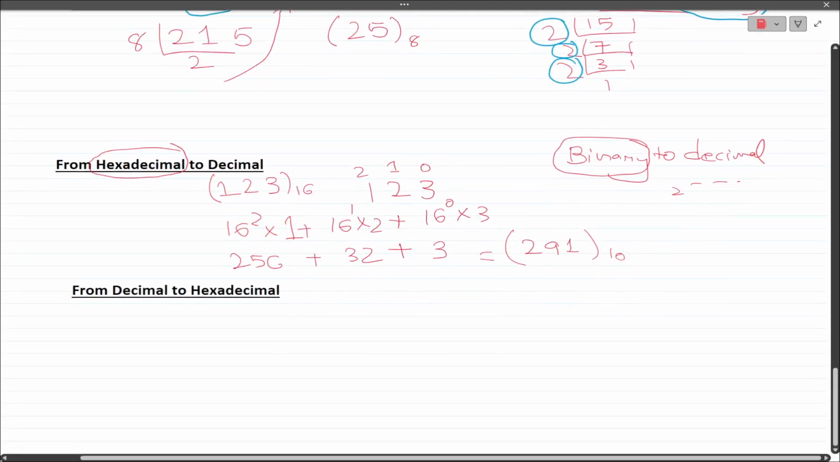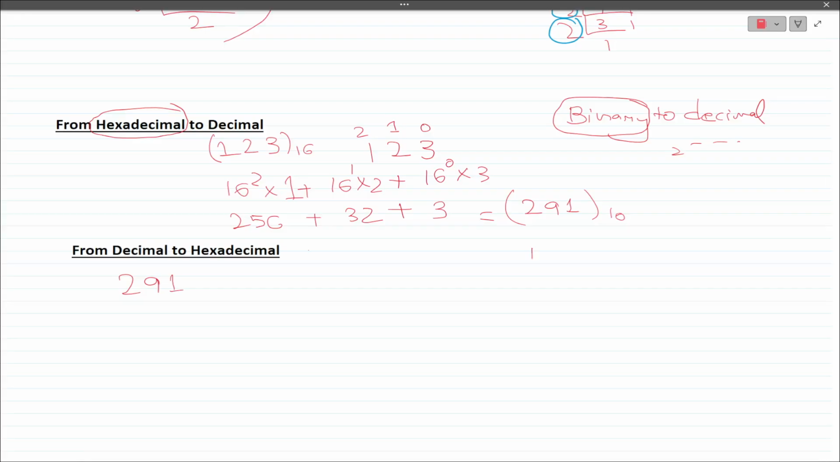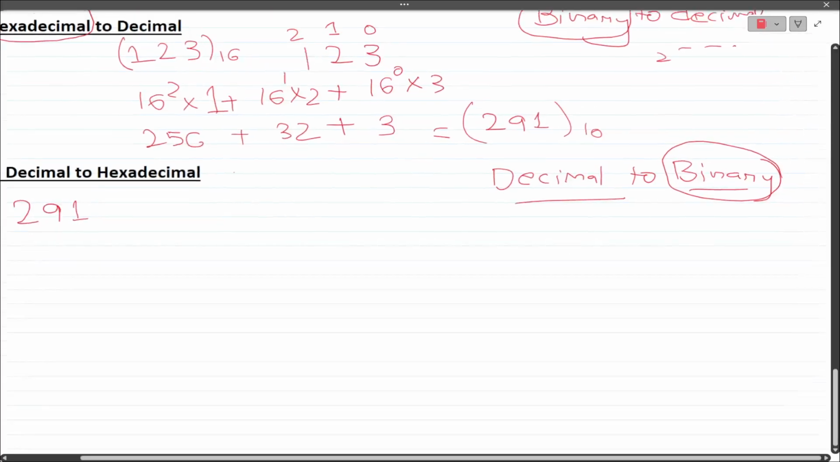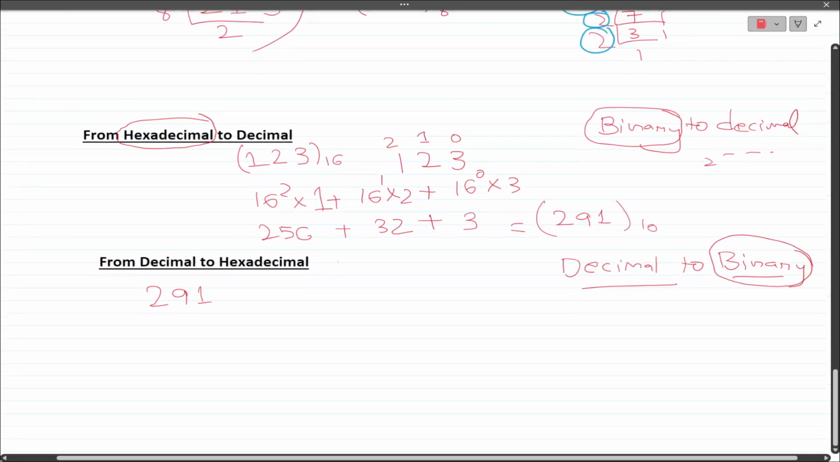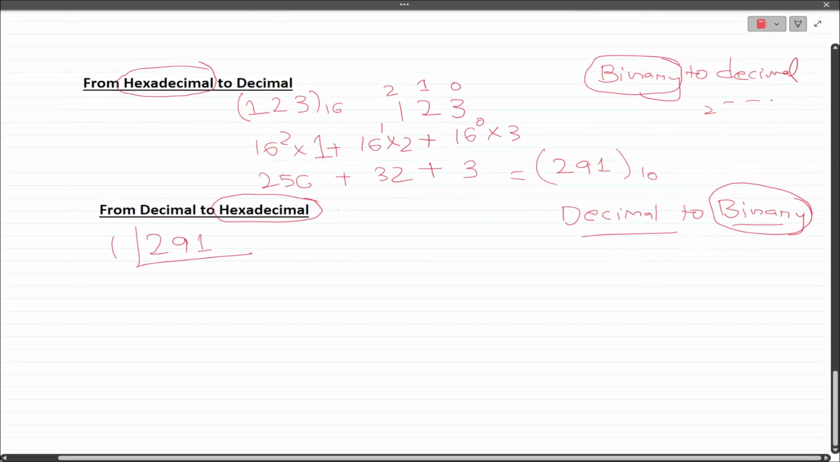Now follow the same sequence for this. Let me take my decimal number as 291. As I am saying every time, remember how you were converting your decimal to binary? You were every time dividing your number by 2 because you were converting into binary. Now it's time for hexadecimal. So let me divide it by 16.